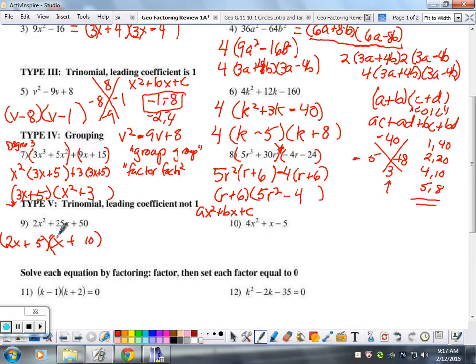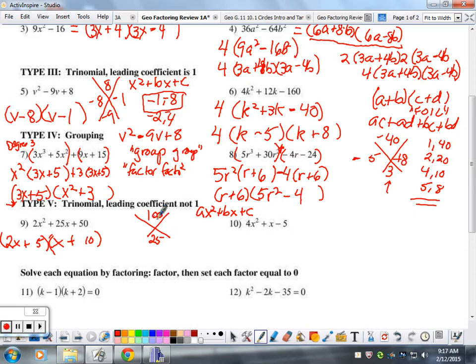a little converting here. I'm going to take this 25x and try and split it into two pieces. Well, how am I going to do that? The process is you take this 50 and you multiply by the 2. So the A times the C. 2 times 50 is 100. I'm going to make one of these guys again. Put that on top. And then this middle number, the B, goes down there, just like when we did up here. We're going to do the same kind of thing that we did up here.